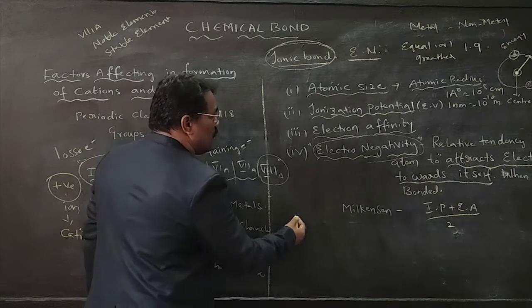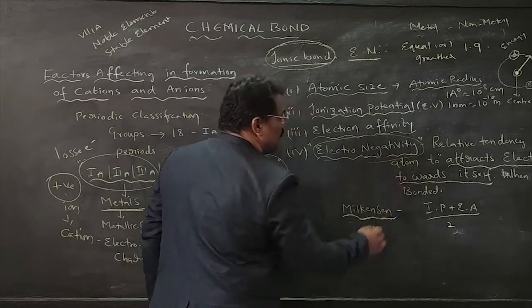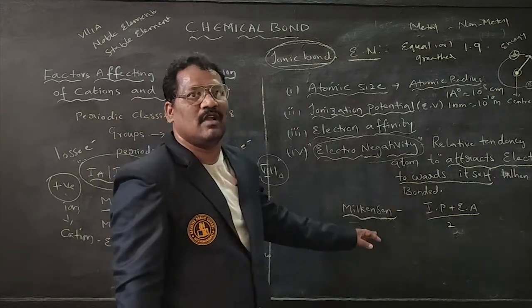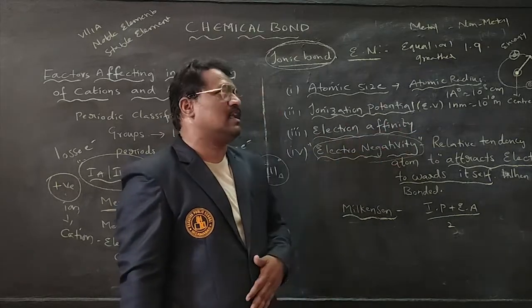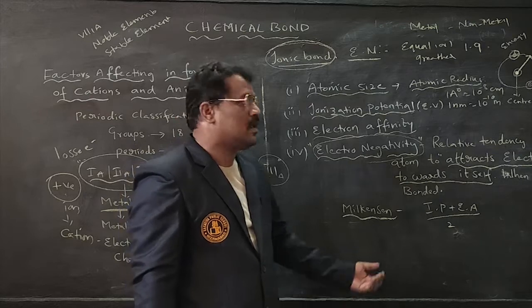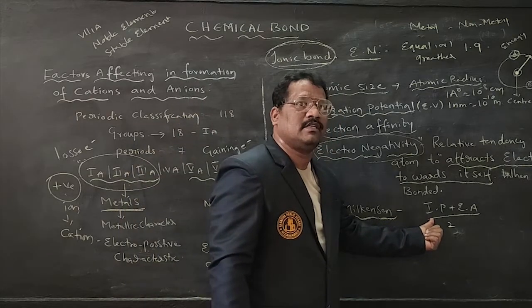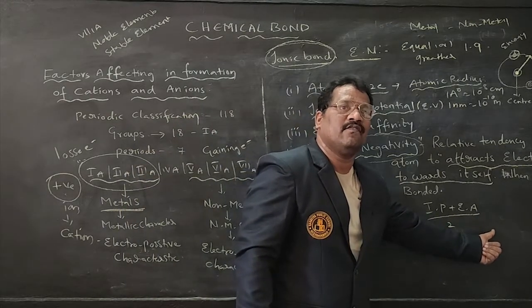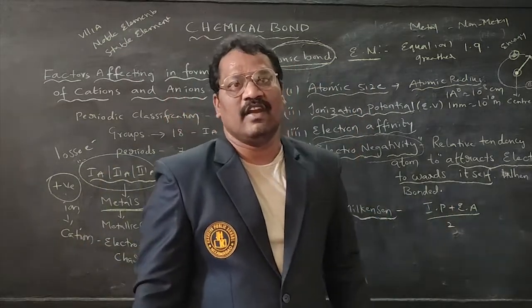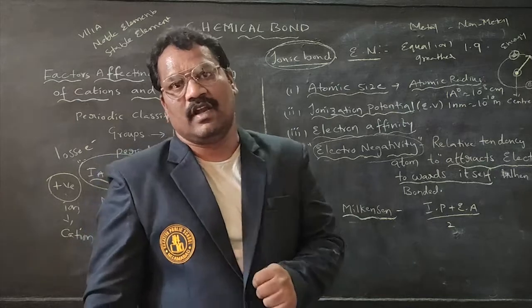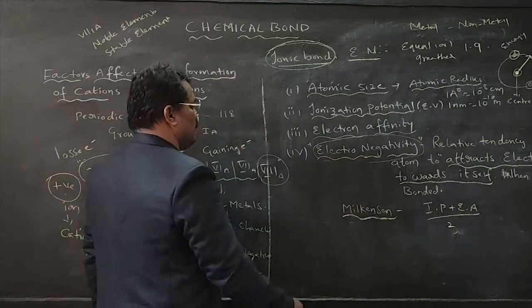Now coming to electronegativity, it is also defined by one scientist called Mulliken. A derived definition he has given: the average of ionization potential plus electron affinity gives us electronegativity.